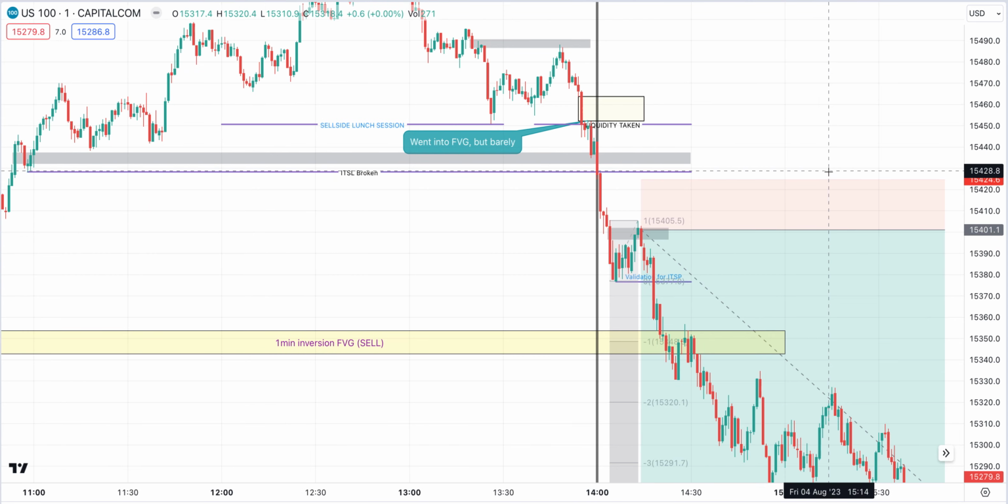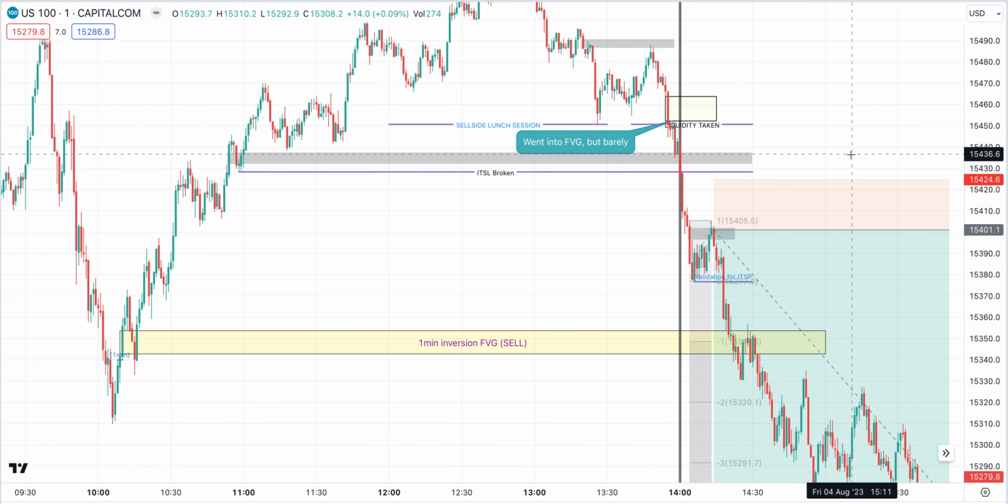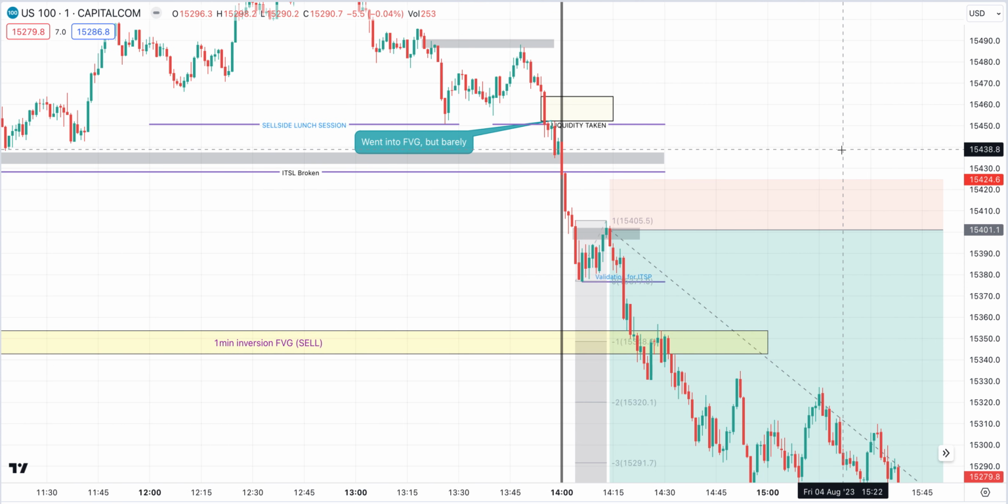And in terms of entry, so now we know we are only looking for sells down to liquidity. In terms of entry, we're looking for a return into the first fair value gap.